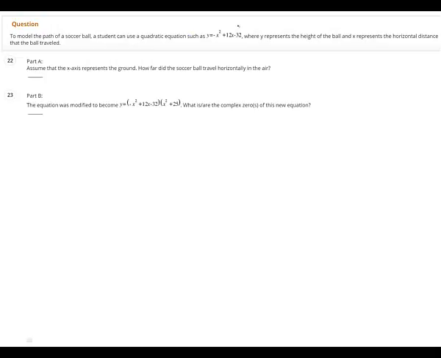All right. So we've got this guy right here. Notice, in the instructions is where the function is, okay? It tells us that's a soccer ball. You can use that quadratic function. Y represents the height of the ball. X represents the horizontal distance the ball traveled, okay? Assume that the x-axis represents the ground, so your x-axis is the ground. Okay. How far did the soccer ball travel horizontally in the air?